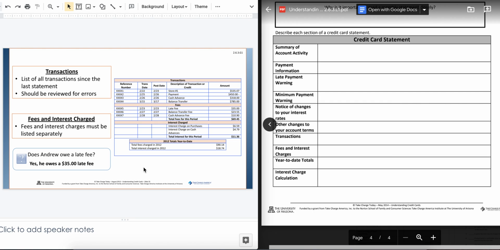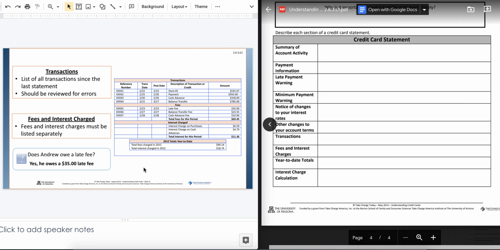It will then detail out all of our transactions. So just like our bank statement, a lot of times it'll tell us the time, but it's definitely going to tell us the date, the location, and the amount of every single transaction that I have made this entire month.